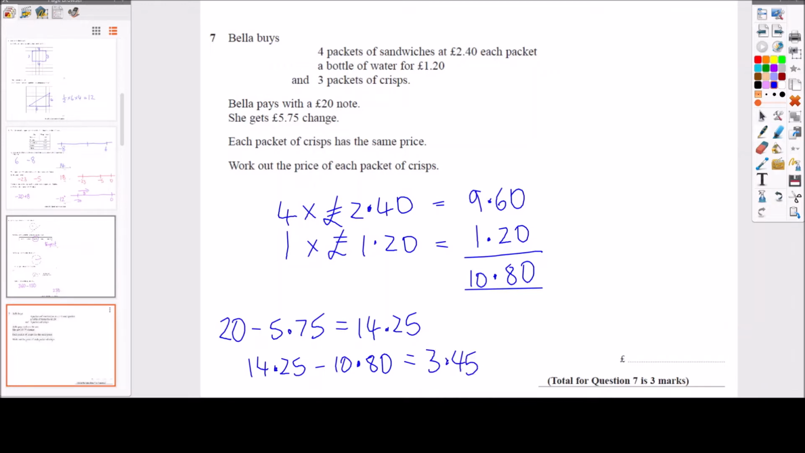So work out the price of each packet of crisps. Well, it's £3.45 for the 3 packets of crisps. So if we divide that by 3, we get £1.15 each.